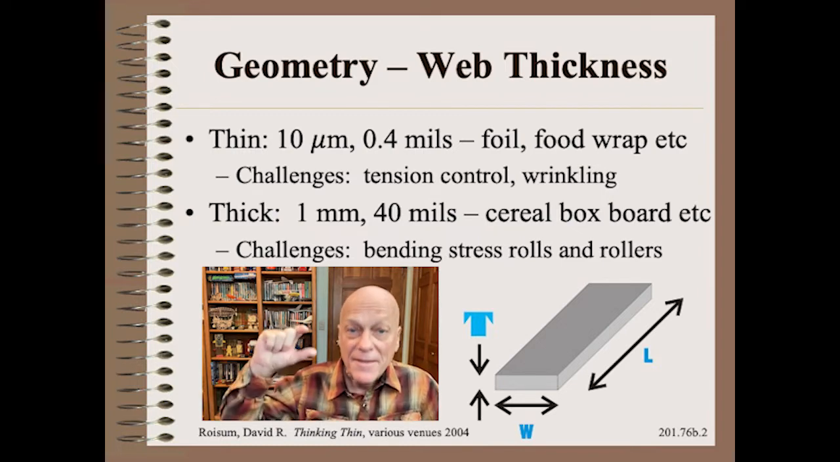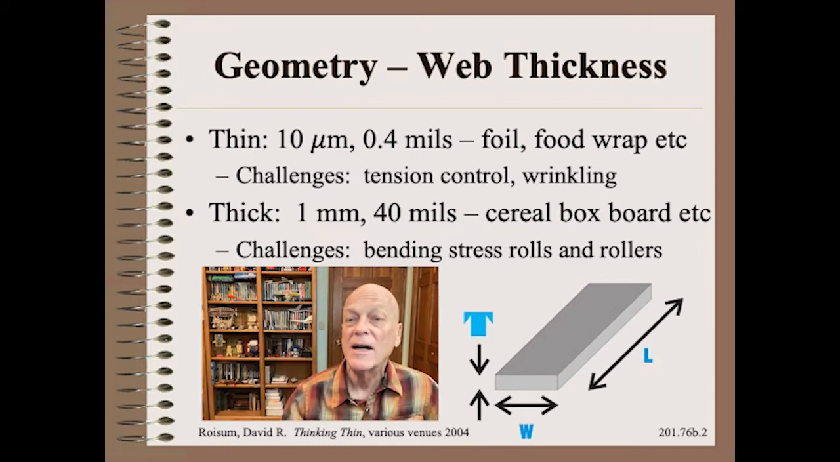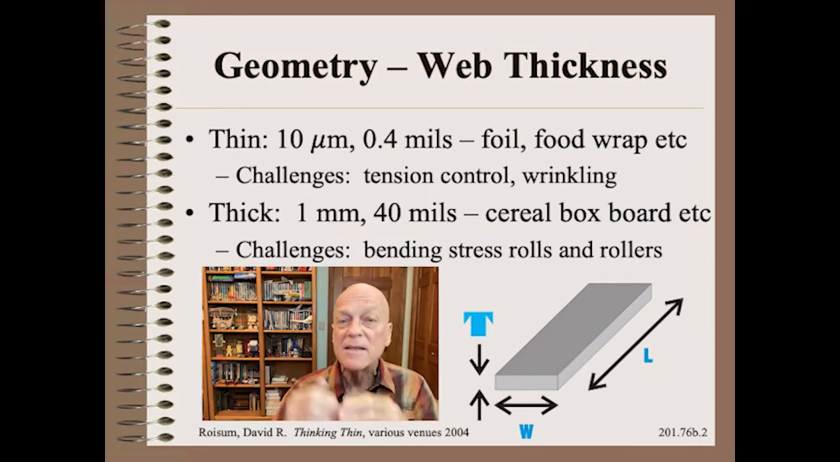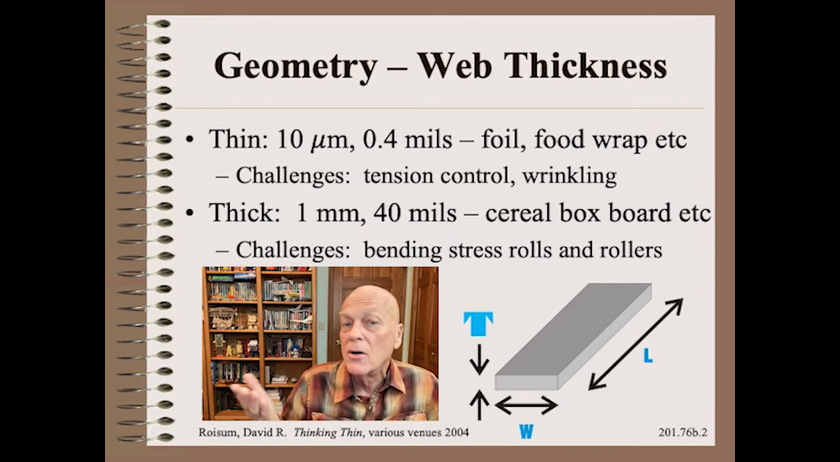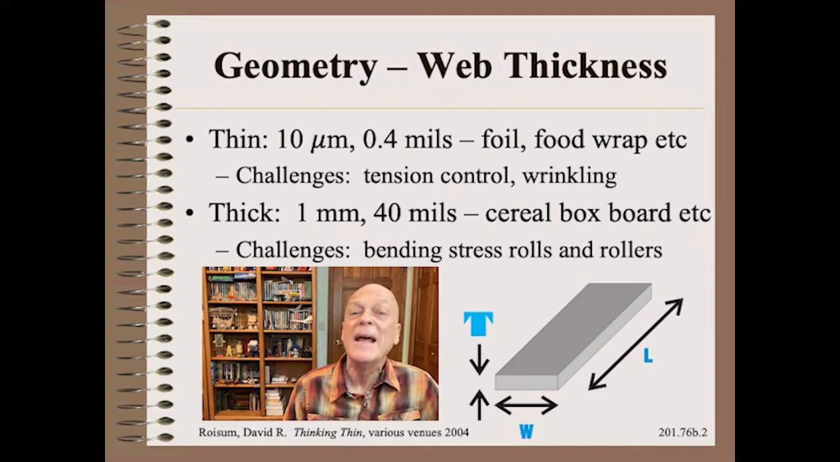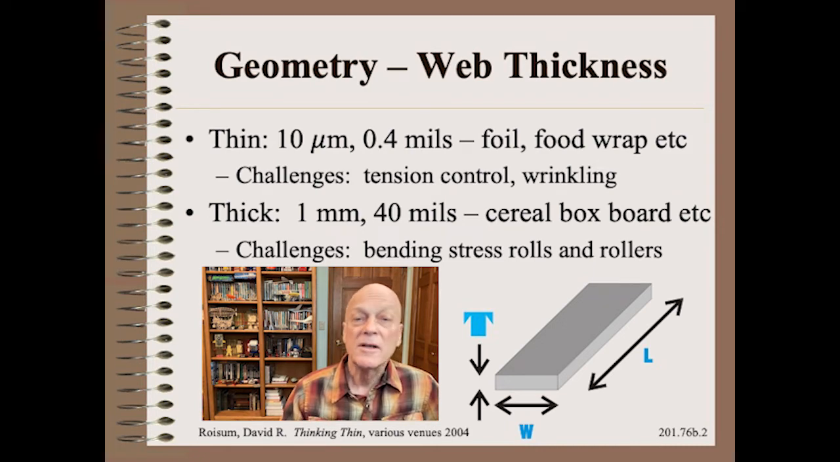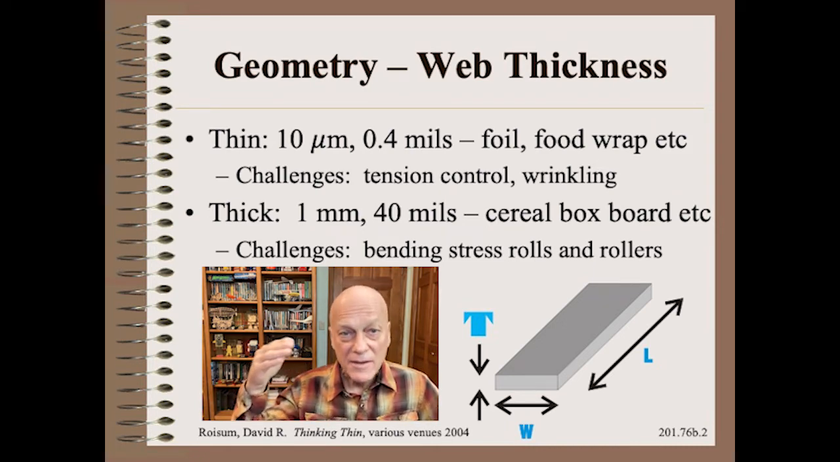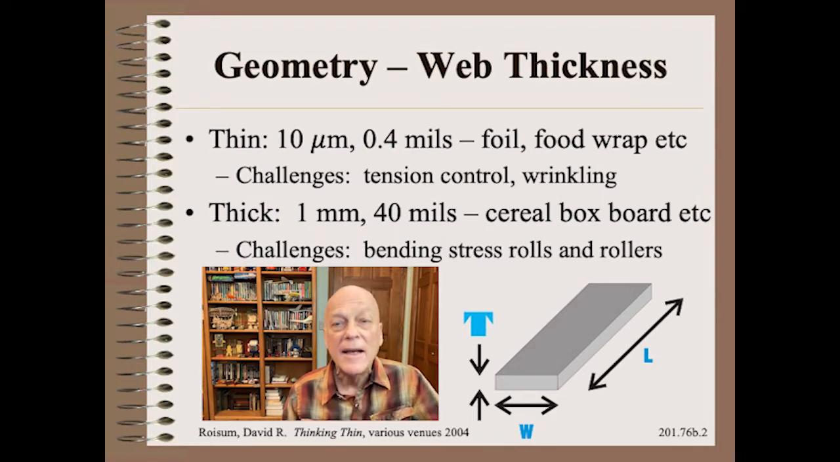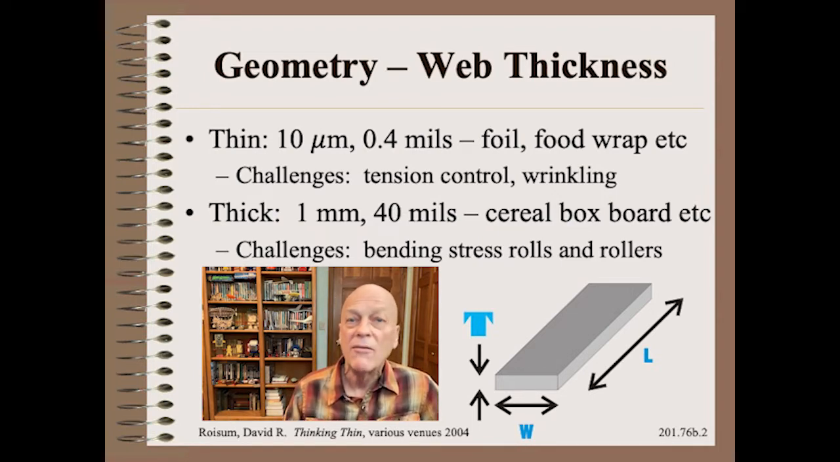An example on the thick end is coated cereal box board that could be 1 millimeter or 40 mils thick. Materials like this are getting close to the limit of web handling because of bending stresses in wound rolls or merely going over rollers that can damage some materials. Materials heavier than that are usually made and cut into sheets without ever being wound. Notice here that there is a 1,000-fold difference in the thickness from one end to the other end, and that covers the majority of webs.